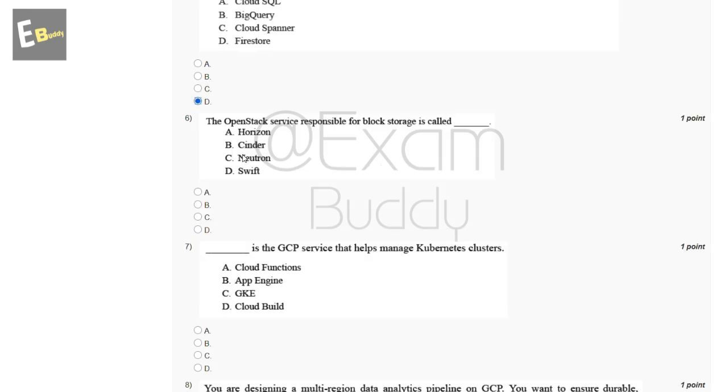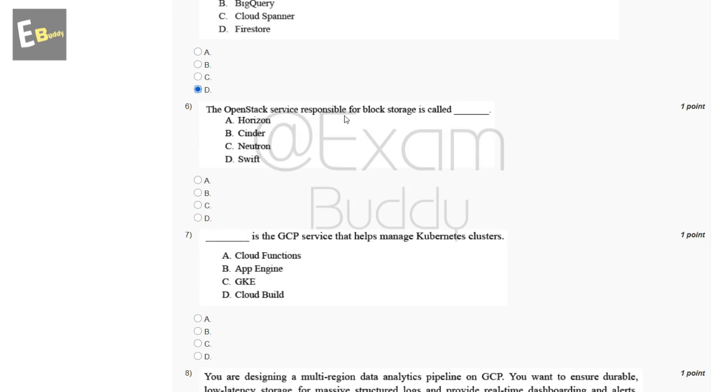Now the sixth question is: the OpenStack service responsible for block storage is called dash. So these are the options: Horizon, Cinder, Neutron, Swift. So the answer to our sixth question is B, Cinder.